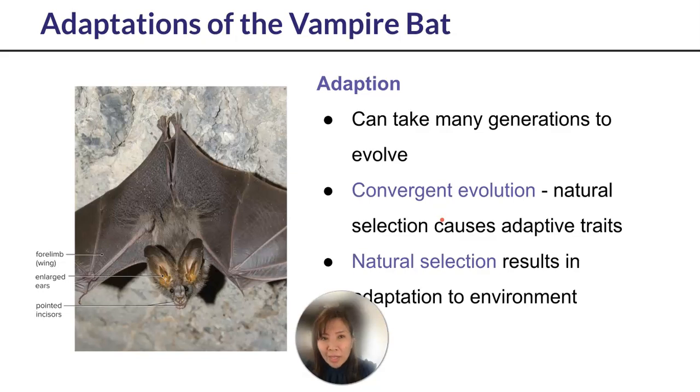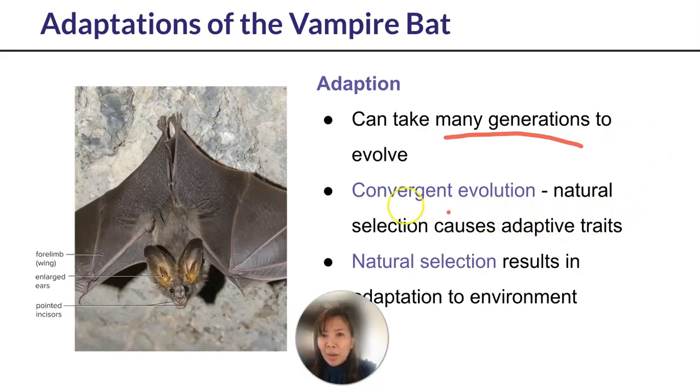And so, as I've been mentioning, adaptations can take many generations, right? So this is not something that just happens in one lifespan. It's the idea that the populations within the species, the organisms that are more suited for their environment, are able to better adapt and have more offspring. And so over time, we see that the newer generations will have traits that are more adapted to their environment.